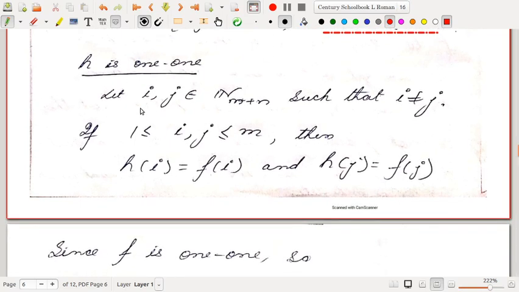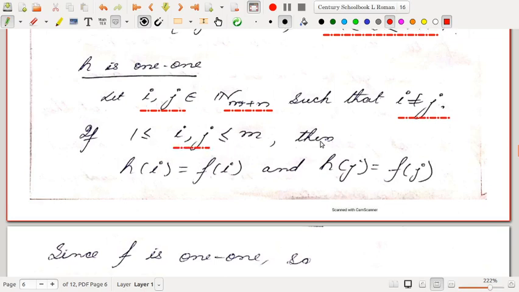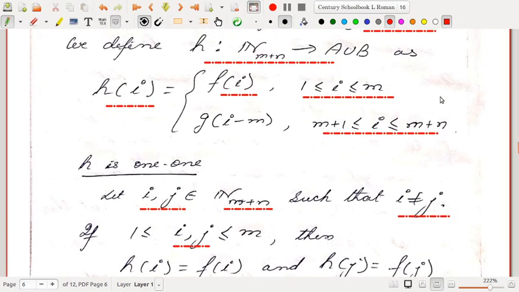So that is why we start with i and j inside N_{m+n} such that i and j are unequal. Okay, so there are several cases. It may happen that both i and j are lying between 1 and m. Why are we considering these cases? Because the function has two different definitions. One part is for i lying between 1 and m, another part is for i lying between m+1 and m+n.